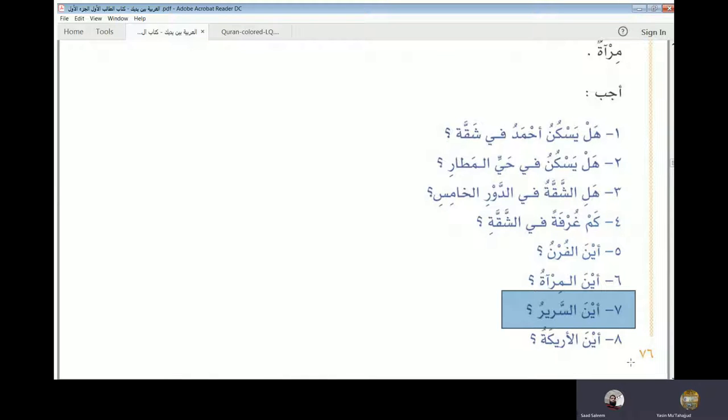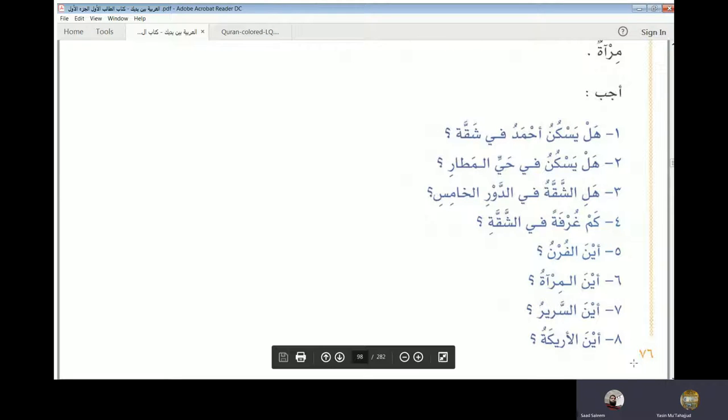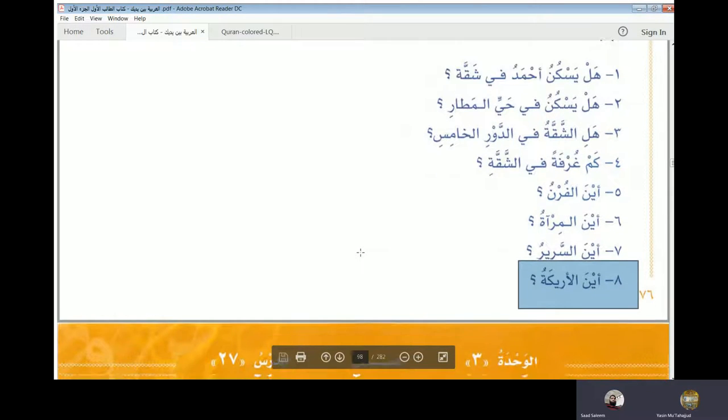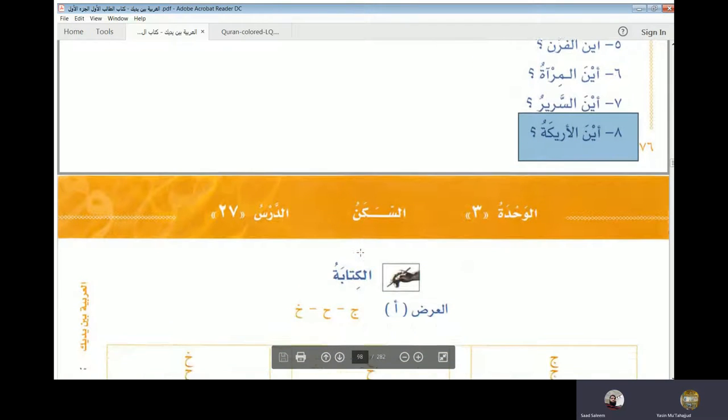Bedroom. Al-sariru fi ghurfatina. Good. Aina al-arikatu? Al-arikatu fi ghurfati jalusi. Okay, good.